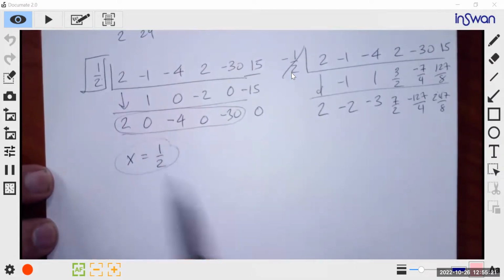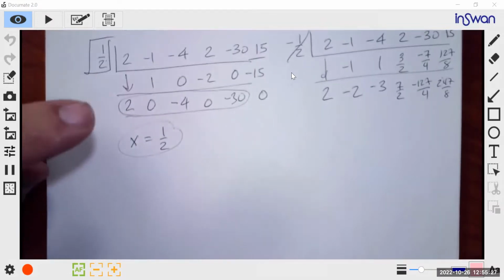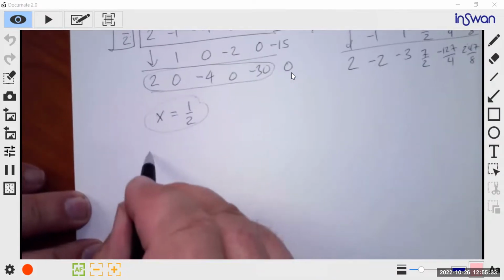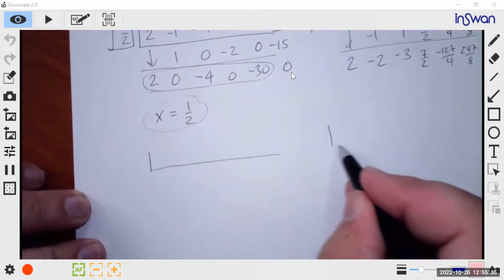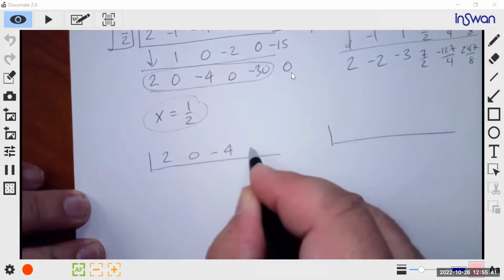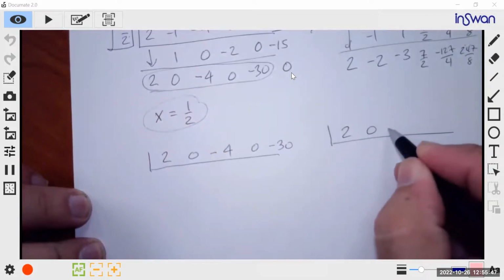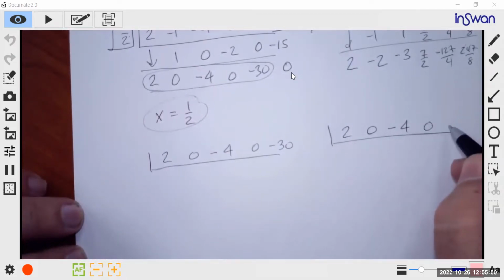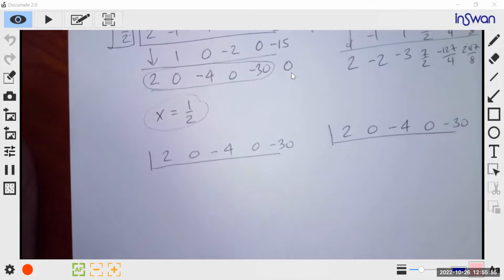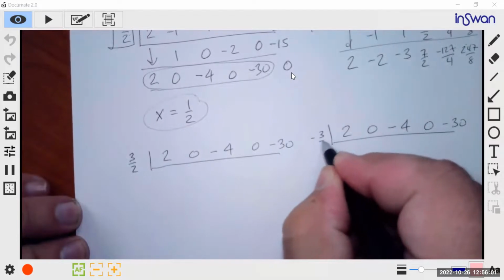So we know that x equals 1/2 is one solution. So that means we have to have at least one more positive and one negative. So let's go on from there. But now we just have to use the smaller one. 2, 0, -4, 0, -30. 2, 0, -4, 0. That was the 1/2. So it's now 3/2, -3/2.